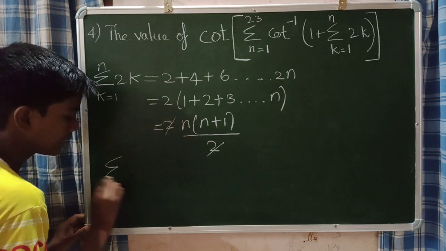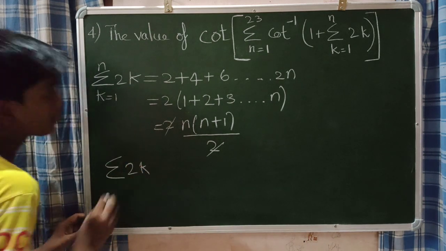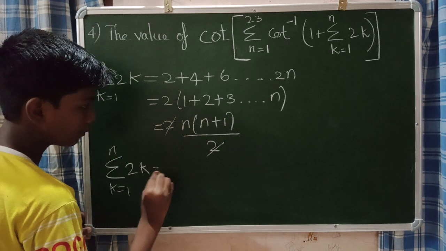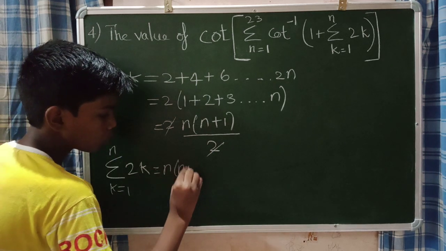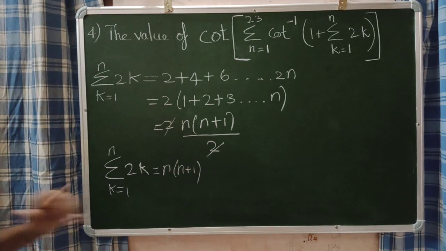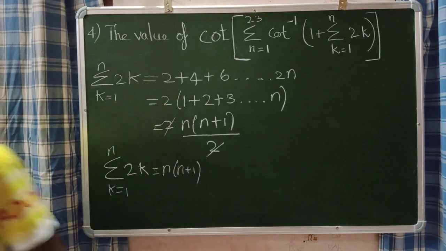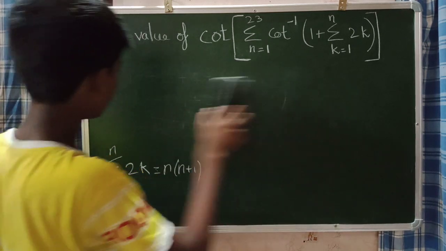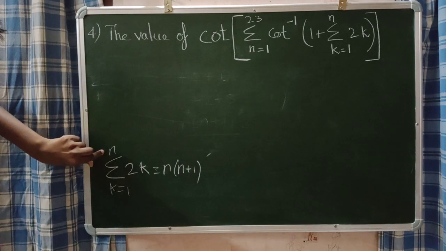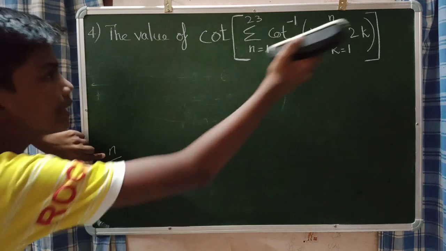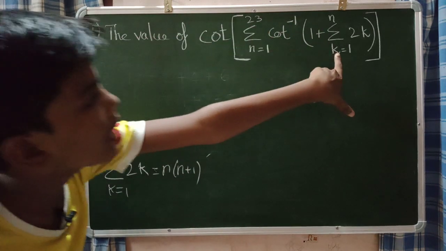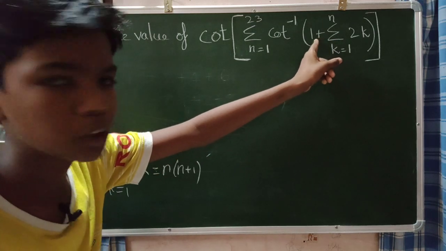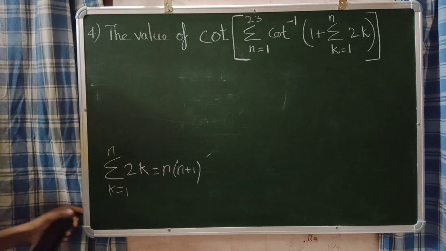So I will write here, guys: summation of 2k from k equal to 1 to n is equal to n into n plus 1. That's all, because the 2 cancelled. Now guys, I will wrap up what I wrote earlier. Remember, summation of 2k from k equal to 1 to n is n into n plus 1. We just found the value of this summation only. We did not add this plus 1, so now we can add it.